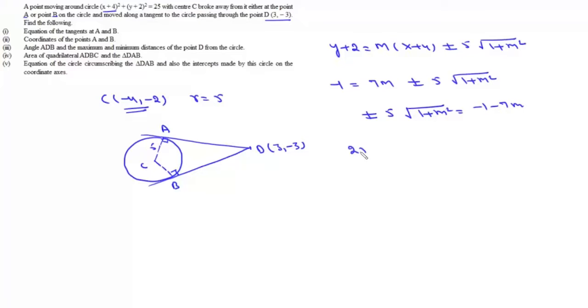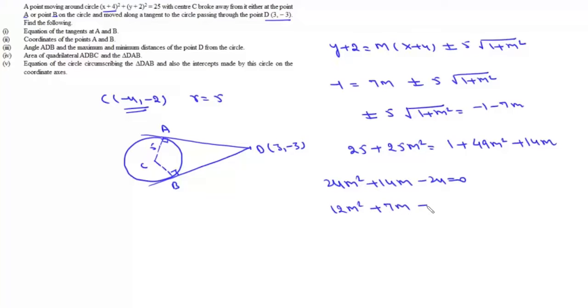Now we square it, we can write 25 plus 25m square, and it will be equal to 1 plus 49m square plus 14m. Now 49m square minus 25m square is 24m square. So that will be 24m square plus 14m minus 24 equals 0, or 12m square plus 7m minus 12 equals 0.